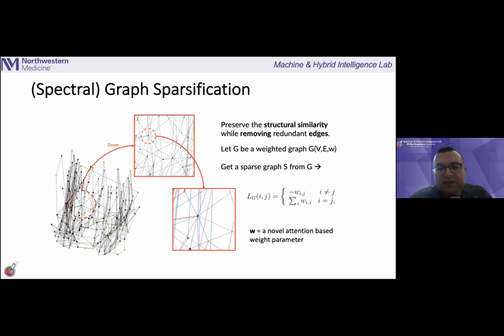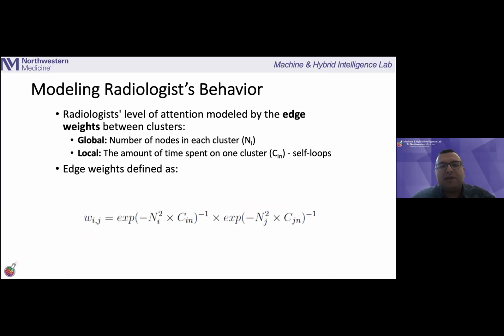I'm going to skip this part. These are the sparsification, so how we minimize the graph.